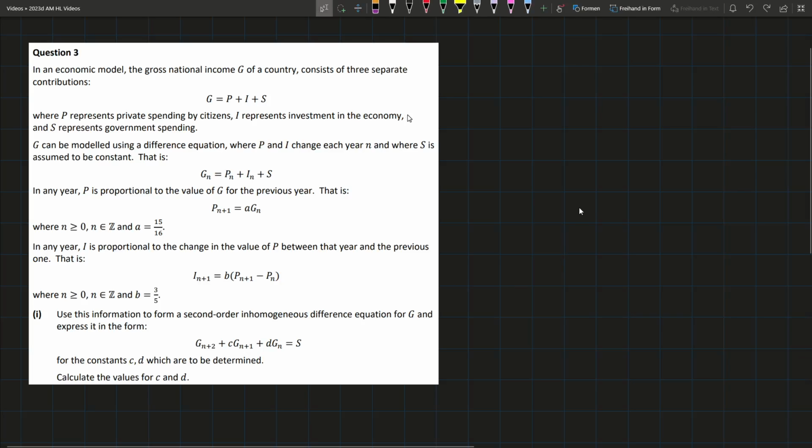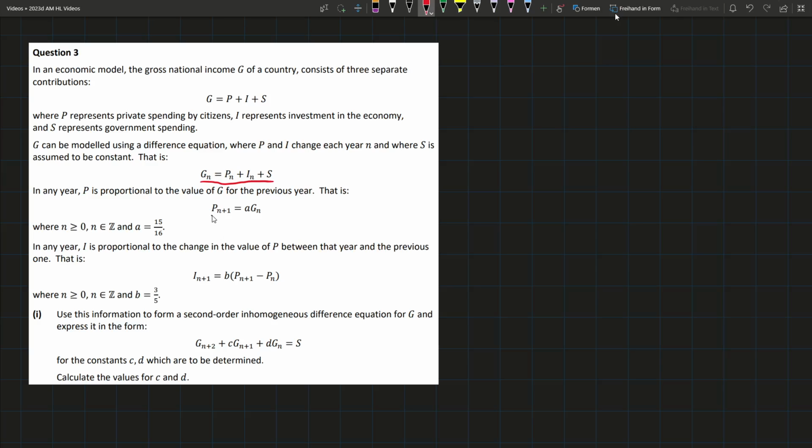Question 3 is a bit of a weird question on difference equations. You can read all this by yourself, and I'd recommend you do, but the important stuff is just the equations they give us. So this is the difference equation we're given to base everything off. So this is the difference equation, and then we're told things about Pn.